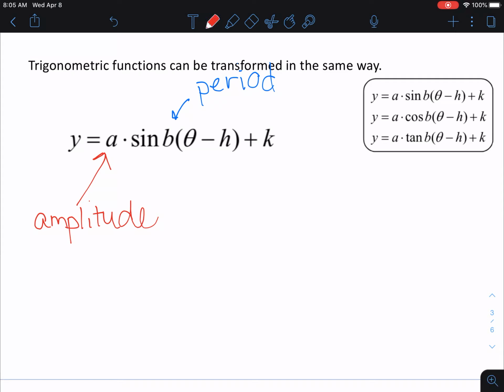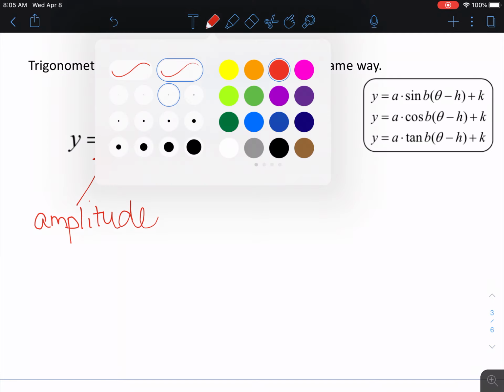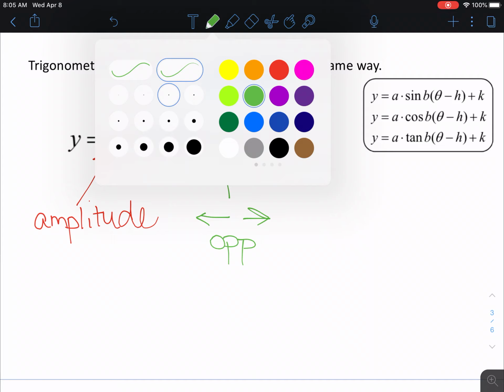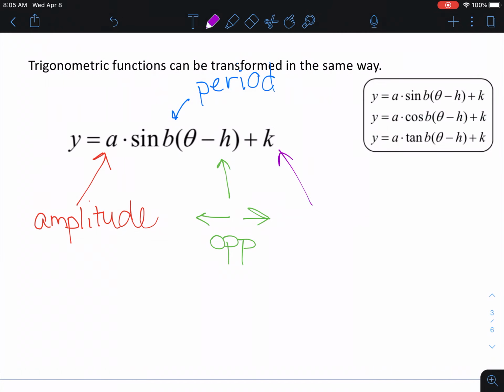We already know that the a value changes the amplitude. The b value impacts the period. Instead of having that squared in there, everything else is the same. It says theta minus h, and then the plus k outside of that. This does the same thing as it would for a quadratic function. It moves the graph left or right, and this is opposite of what you would think, just like with a quadratic function. And the k moves the graph up or down. So this works for sine, cosine, tangent, etc.